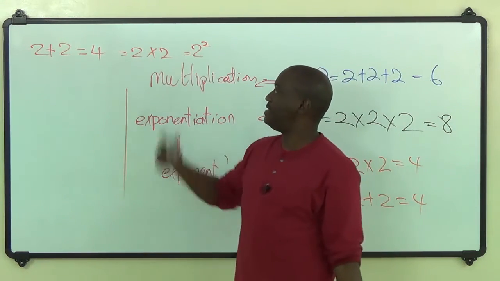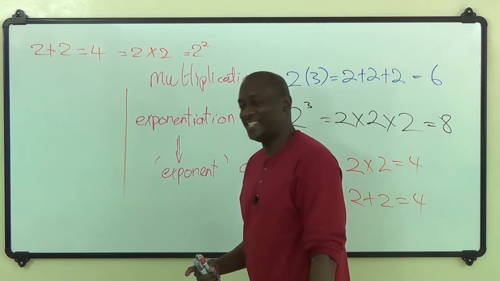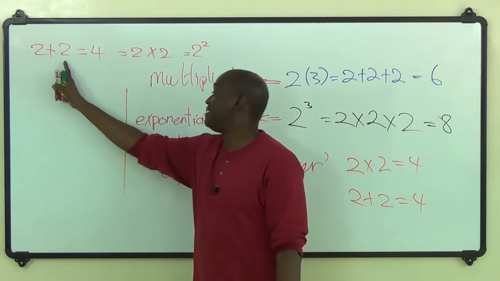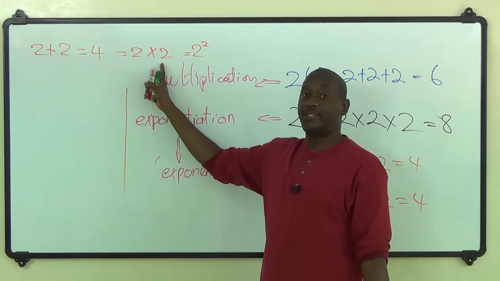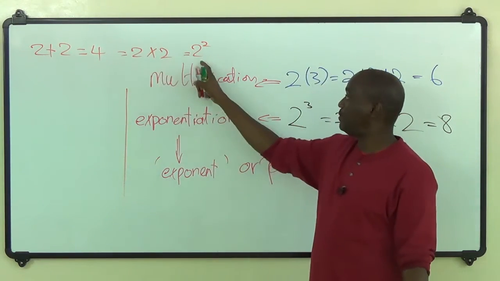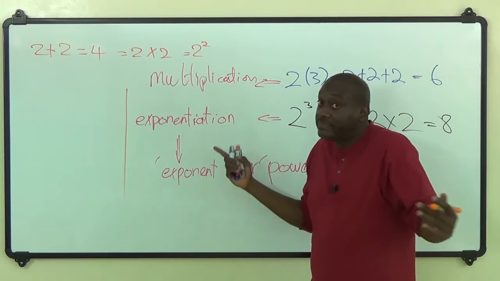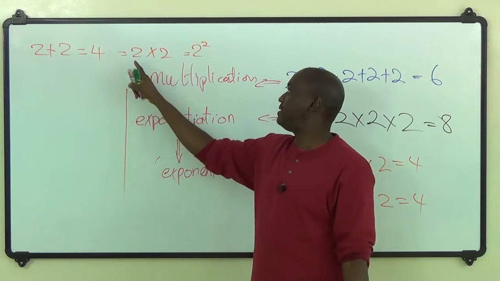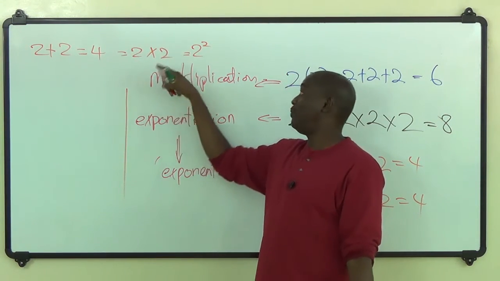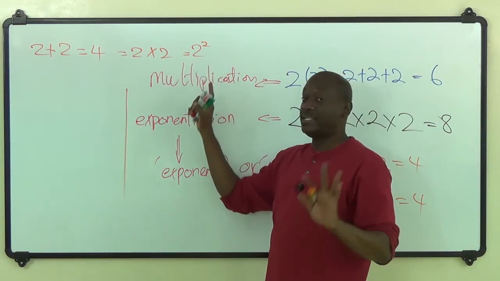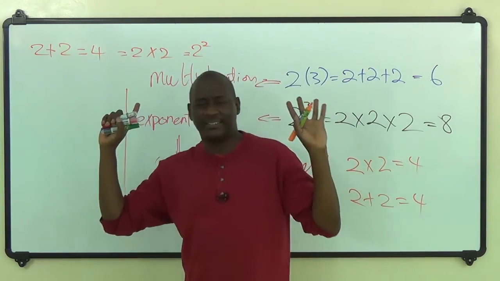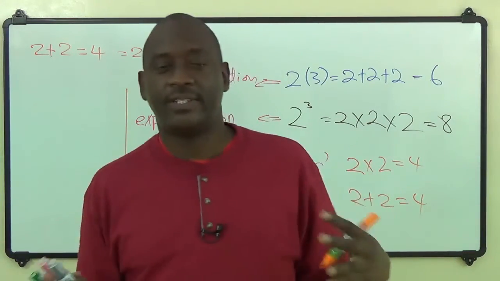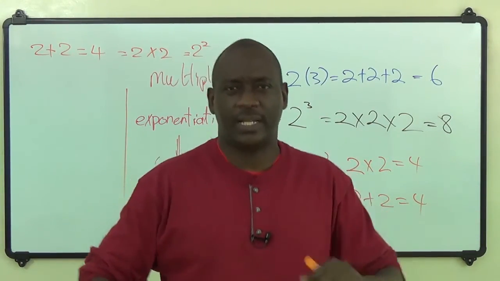So this is one special case, watch it now, where 2 plus 2 is the same thing as 2 multiplied by 2, which is the same thing as 2 to the power of 2. So in other words, your addition is the same thing as your multiplication, which is the same thing as your exponentiation. Don't get too caught up with it, right? This is just me adding a little spice, adding a little flavor to the maths, so you could get to enjoy it a little more now.